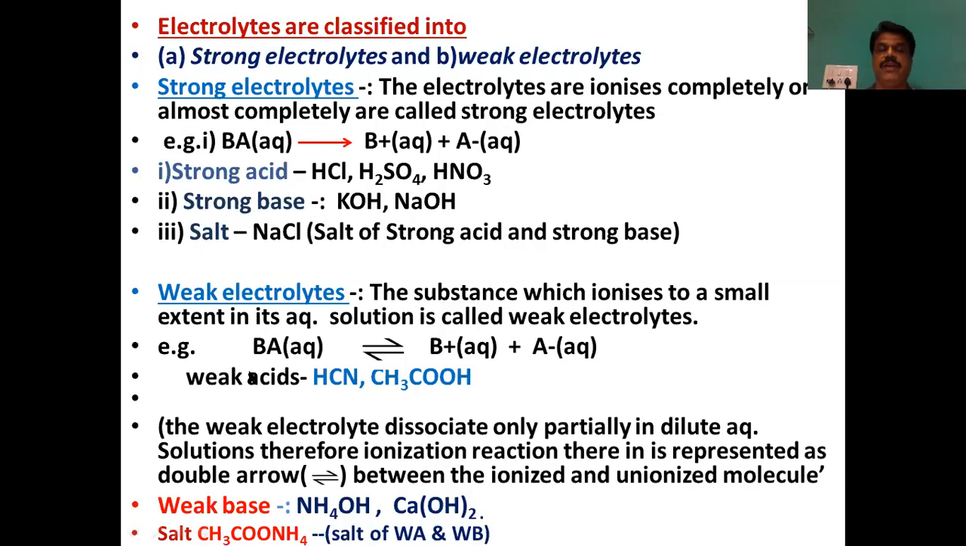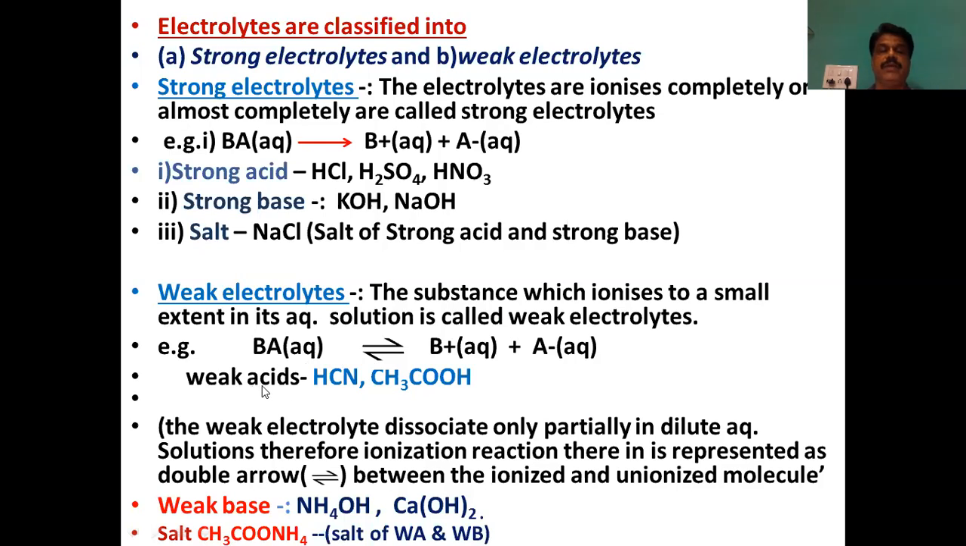Suppose BA is a weak electrolyte, so it dissociates partially and gives B plus aqueous plus A minus aqueous, and is represented by the double arrow, because it dissociates partially or to a small extent. So it is an example of a weak electrolyte. Other examples of weak electrolytes are weak acids, weak bases, and salts of weak acids and weak bases.